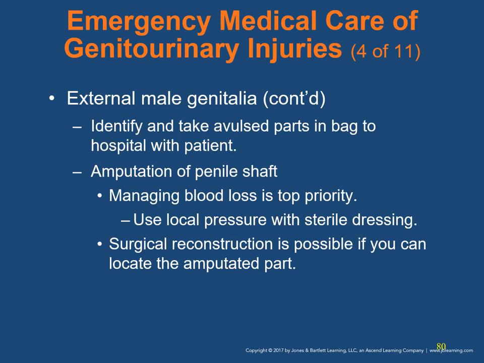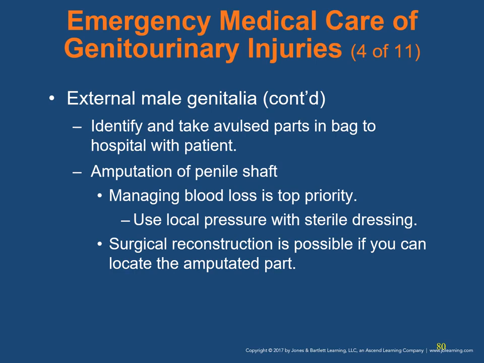Identify and take avulsed parts to the hospital with the patient. If the patient has an avulsion of skin on the penis, wrap the penis in a soft, sterile dressing moistened with sterile saline. Transport promptly. Use direct pressure to control any bleeding. Try to save and preserve the avulsed skin.